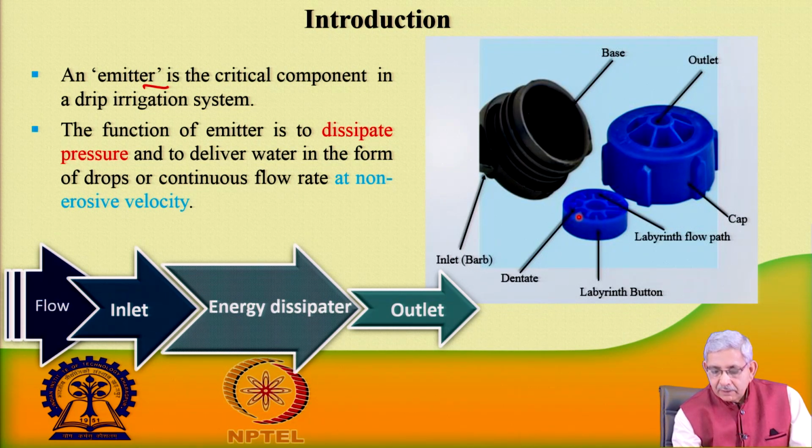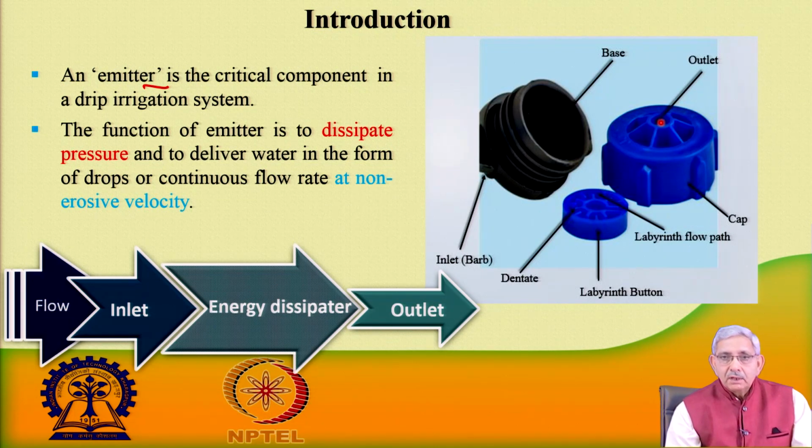Inside these 2 components, this is the housing where this particular component is fitted. This is a labyrinth button. Water which comes from the barb enters through a small hole and passes through this dentate labyrinth path. There is a turbulent flow that takes place, and this component is the energy dissipator, and finally, water comes out of the outlet.